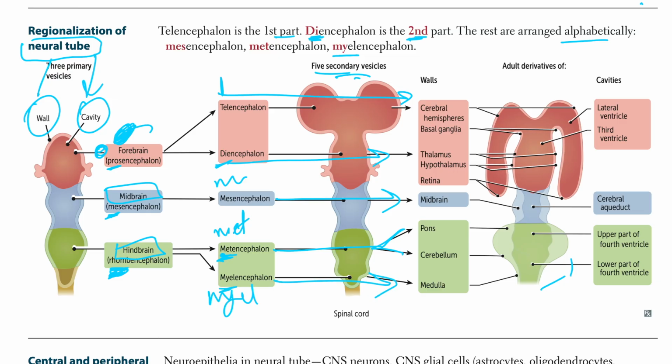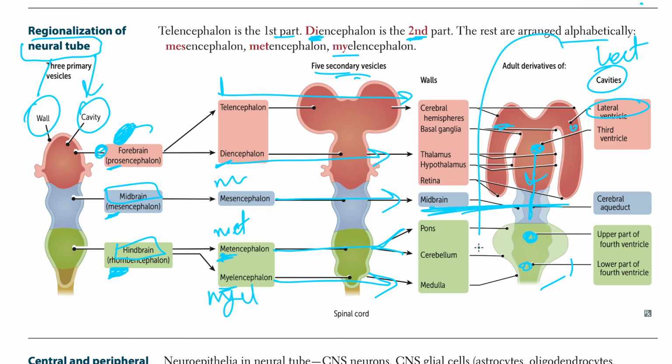Same thing goes for the cavities, which is the ventricles. What is the first ventricle that you're looking at here? The lateral ventricle. So you have two lateral ventricles here. Then you have one third ventricle. Third ventricle is going to drain via cerebral aqueduct, that's going to be your midbrain, right? After cerebral aqueduct, you have the upper part of the fourth ventricle and lower part of the fourth ventricle.